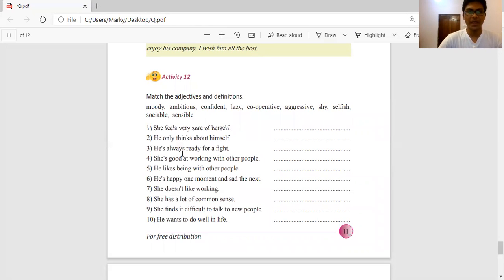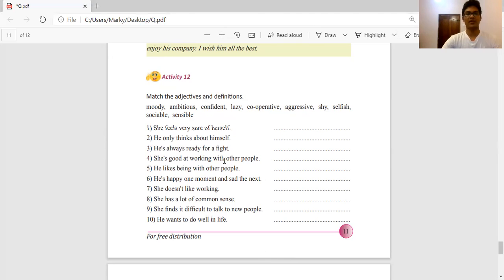Okay. He only thinks about himself. Let's see. Selfish. Okay, so it's along the lines of stingy as well. He always thinks of himself. Selfish. He's a selfish person. Sorry. He's always ready for a fight. Aggressive. So that's also related to being hot tempered and oversensitive. Okay, so that's when you get aggressive. So when you are oversensitive, you tend to become aggressive sometimes as well. Okay, which isn't a good quality in a person.